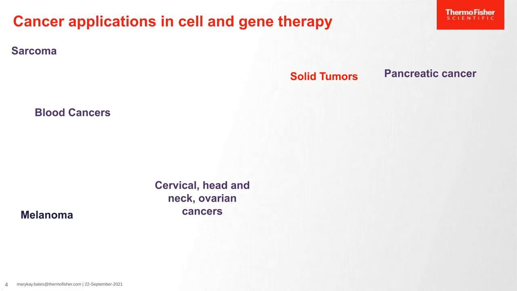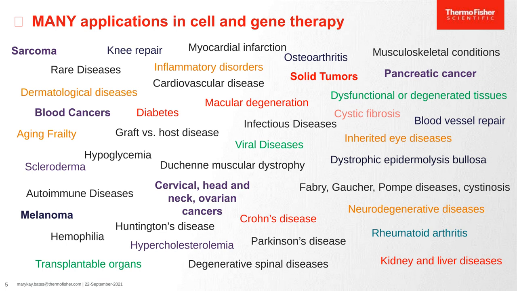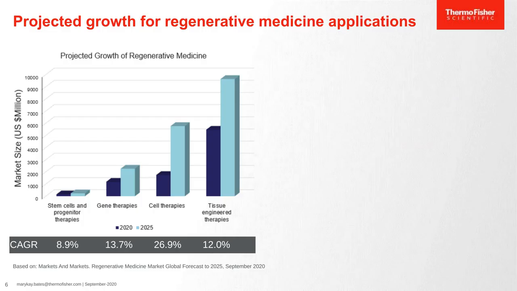And when we think about cell and gene therapy, I think many of us think about cancer applications in particular, but I always like to review that there are many applications in cell and gene therapy, including many applications in orphan diseases that previously really didn't have a lot of hope. So that, for me, is an inspirational point about the potential for cell and gene therapies. And all regenerative medicine applications are projected to grow in the next 5 years, cell therapies in particular, with a compound annual growth rate of about 27%.